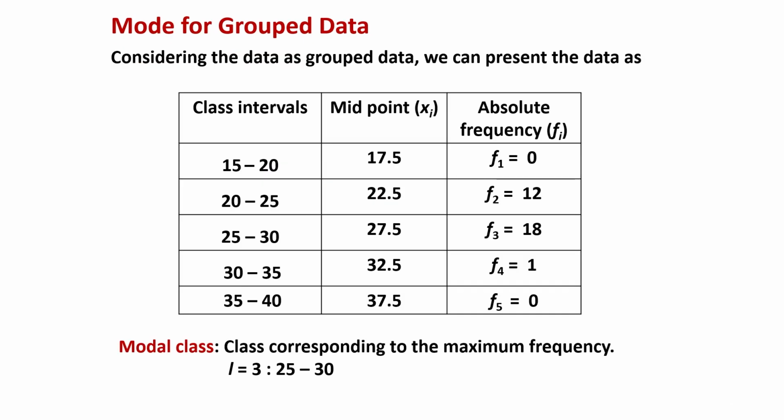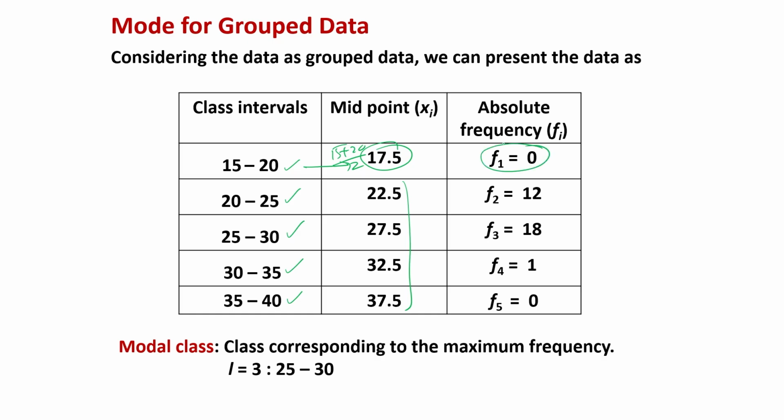So now what we try to do here is divide this data into different class intervals of width 5. So 15 to 20, 20 to 25, 25 to 30, 30 to 35, 35 to 40, and their midpoints are like (15 plus 20) divided by 2, which is 17.5. And similarly I find the midpoints of the other class intervals. Then we find the absolute frequency by counting how many values lie in each interval.